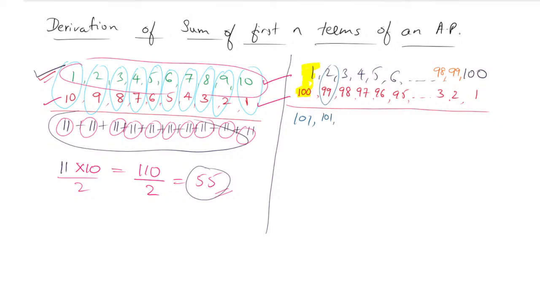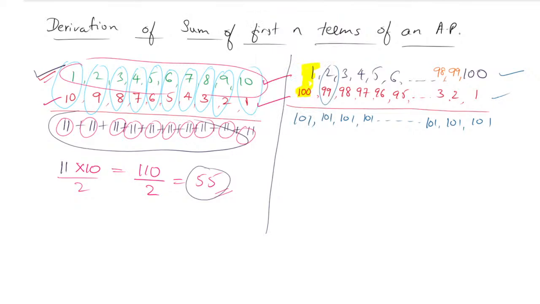99 and 2, 101. Next, 98 plus 3, 101. 97 plus 4, 101. So like this it will continue. 98 plus 3 is also 101, 99 plus 2 is also 101, and 100 plus 1 is 101. Yes, everywhere we are going to get 101 as the answer. So now we have to add all of these. We have taken twice, they have given only once, but here we have taken twice.